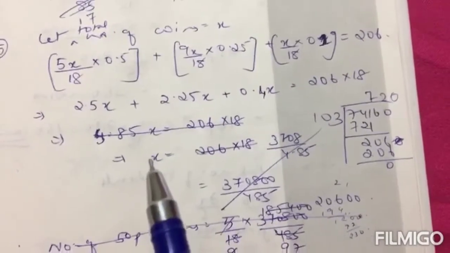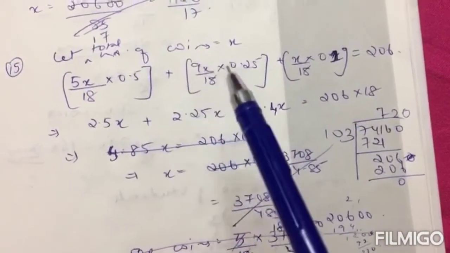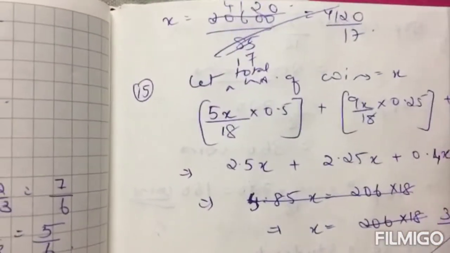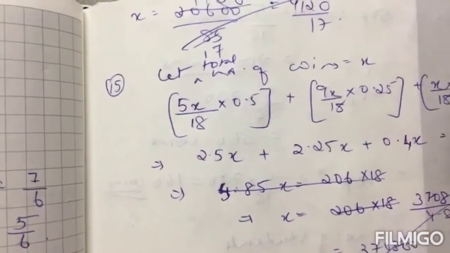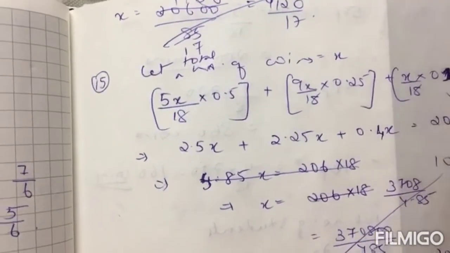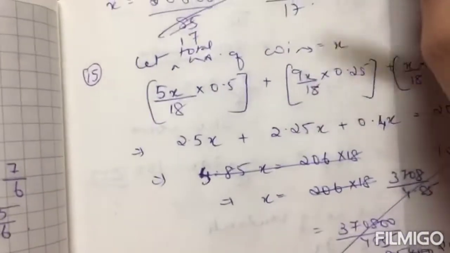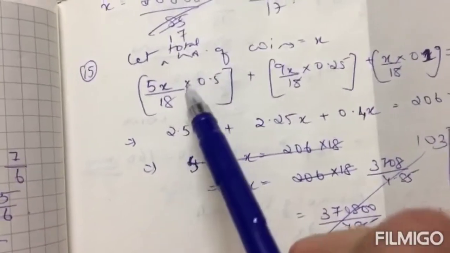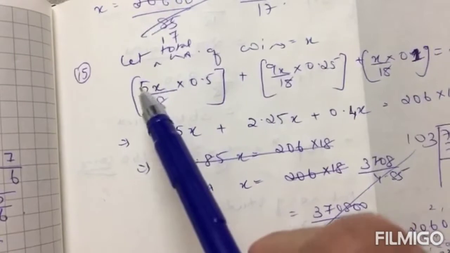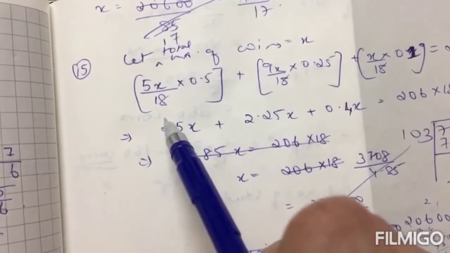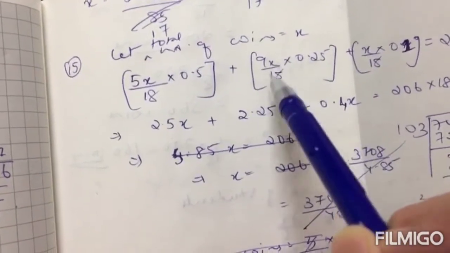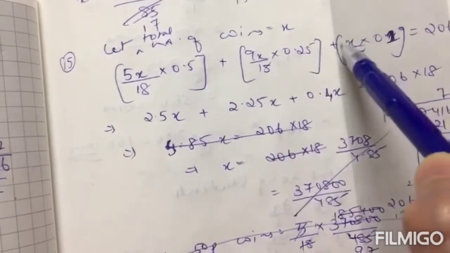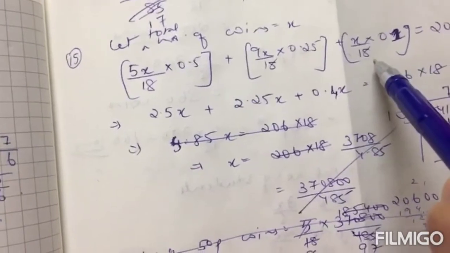Okay. Let us assume that the total number of coins is equal to X. They have given us the ratio of the 50 paise, 25 paise and 10 paise coins as 5:9:4. If we add all of them, 5 plus 9 plus 4, we get 18. So the number of 50 paise coins will be 5x divided by 18, right? Number of 25 paise coins will be 9x divided by 18 and 4x divided by 18 will be the number of 10 paise coins, right?